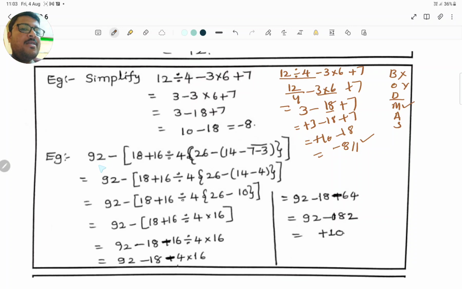Now here: 92 minus square bracket start, 18 plus 16 divided by 4, flower bracket, 26 minus simple bracket 14 minus 7 minus 3 vinculum, bracket close, curly bracket close, square bracket close. This is the problem. We have to simplify this one. Very simple, don't worry. First of all, we have to go to the rule. I am writing the rule here.